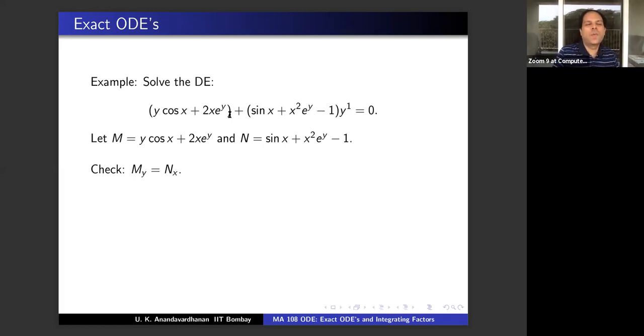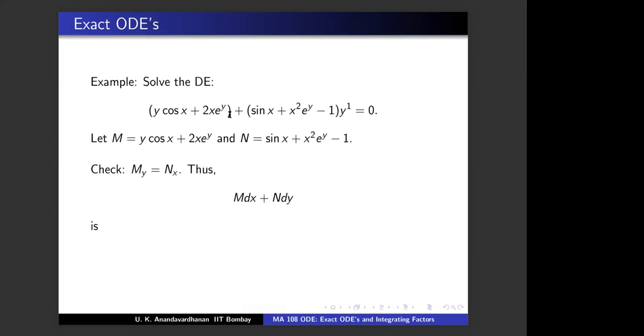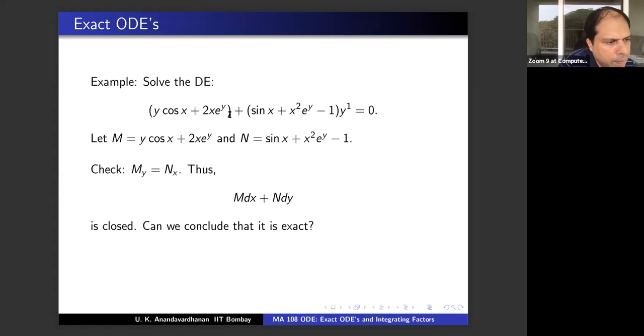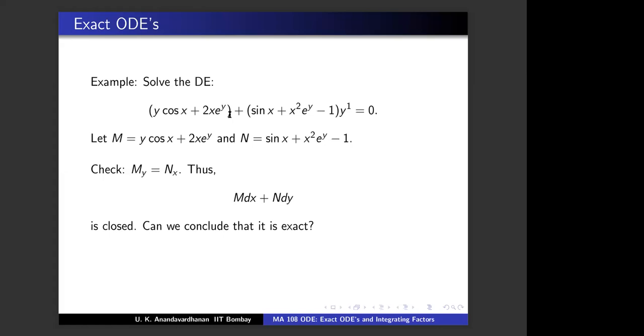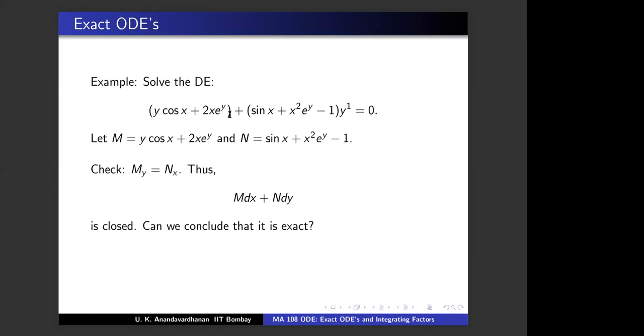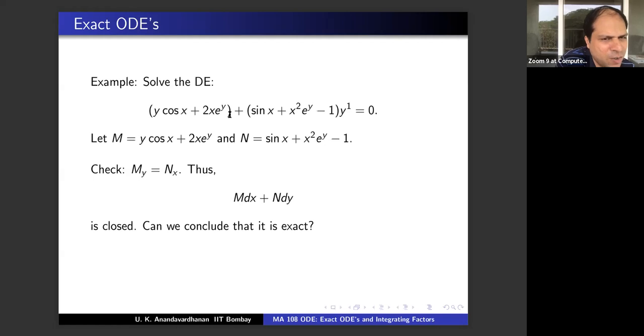So check that M_y is N_x. Practically it will always work, as I will explain right now, or maybe you have already seen it. I have left that checking for you. You can check M_y is N_x, and therefore this is closed. Can we conclude that it is exact? What's your answer? The domain is not mentioned. Therefore what is the domain? R or R2.